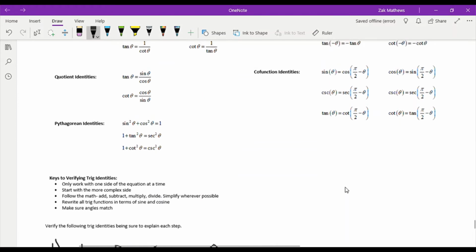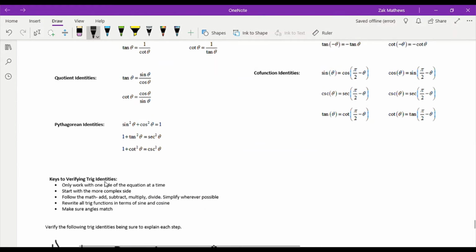So to do this, we're going to work with these keys. And the book lists some steps or some keys itself, and a lot of our keys kind of overlap, but I don't like to number these because we're just going to make sure we keep everything in mind at any given time. The trick to these is it's almost like a puzzle.